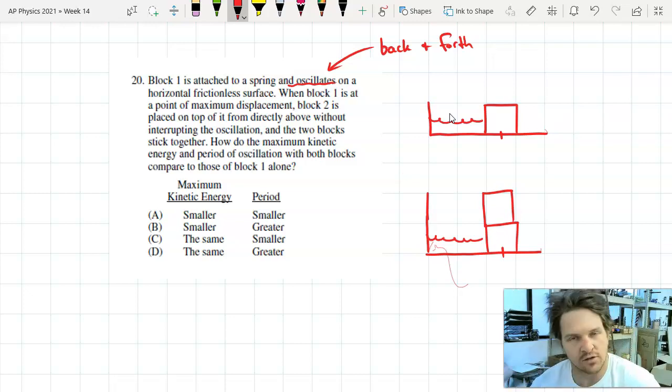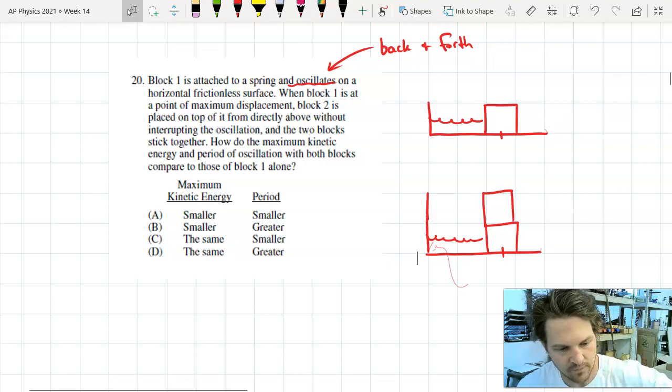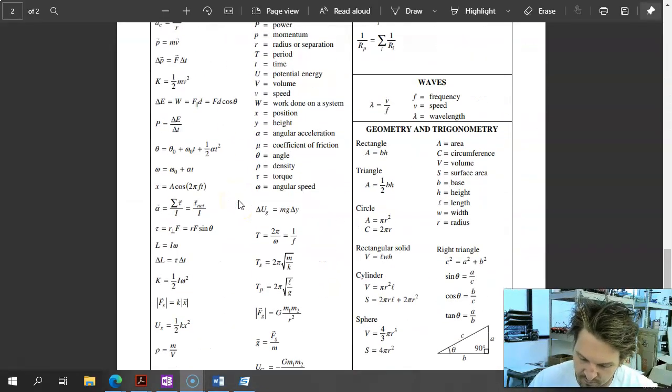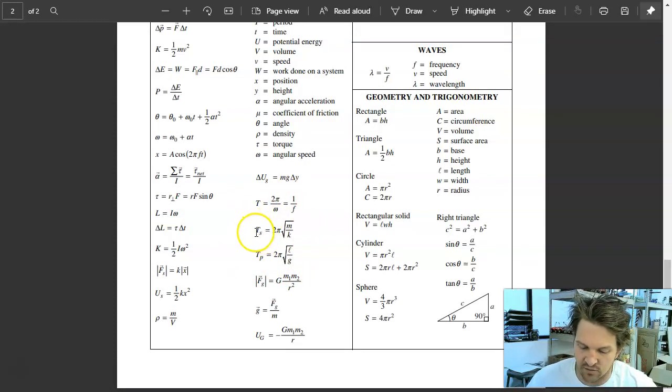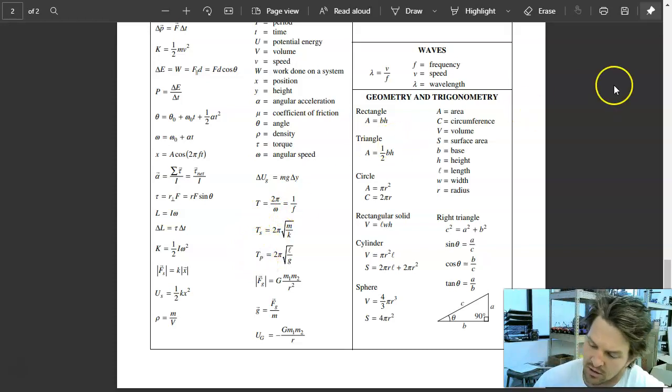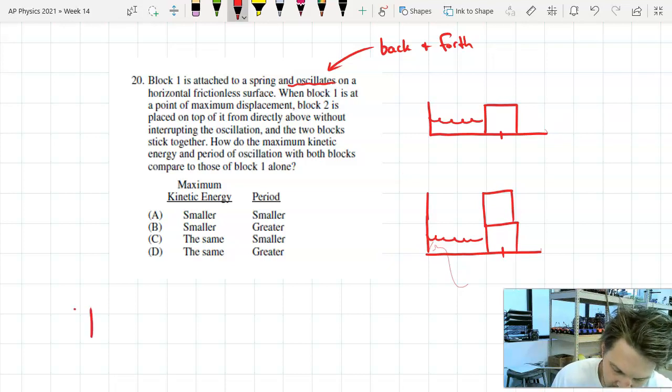So oscillating makes me immediately go to my equation sheet. And we scroll down. So right here, in this area, I have my simple harmonic motion equations, right? This has to do with period, just period in general. This has to do with period of a spring, which we are using. And then this has to do with period of a pendulum. Remember, capital T represents period. So we need capital T of a spring, period of a spring.